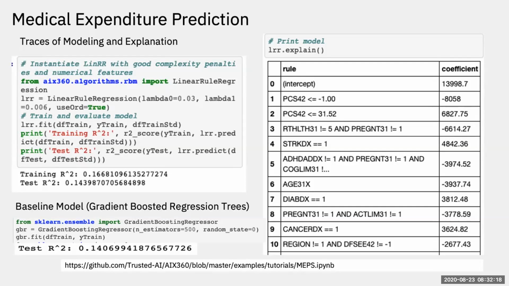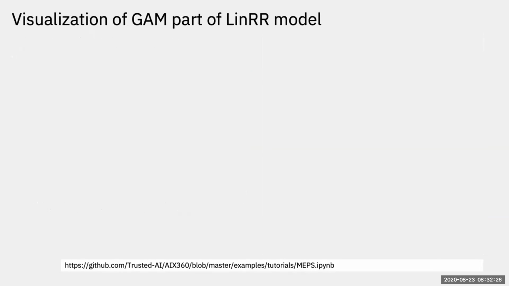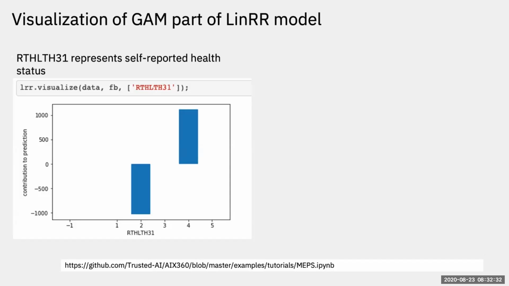While these are useful by themselves, to gain a better understanding, we can look at deeper visualization. So let's take a look at the visualization of the GAM part of the linear rule regression model. We can start by calling the simple dot visualize function, and as you can see here, we are looking at the self-reported health status. This variable takes 5 values, from excellent to very good to poor. The algorithm has given non-zero coefficients only to very good and fair.